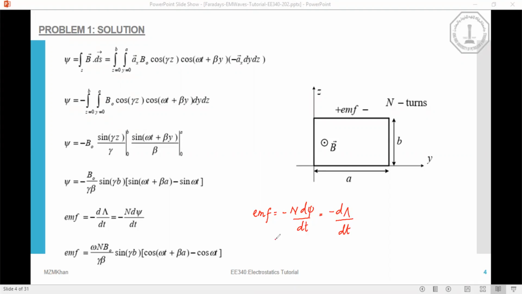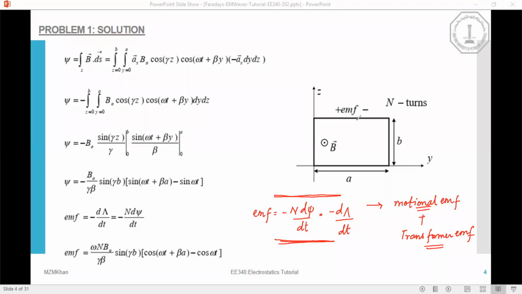In my lecture, I told you this is the easiest expression to apply, because it takes into consideration any type of EMF, whether it is motional EMF or transformer EMF. So we don't need to worry about which type of EMF is generated by this circuit. If we use this expression, it will automatically take into consideration whatever EMF is generated by the circuit.